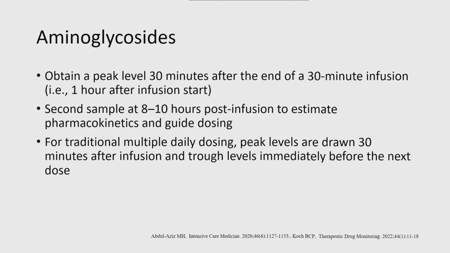So coming to the aminoglycoside, what we do is, after initiation of the aminoglycoside infusion and completion of the 30 minutes of infusion, that is a total of 1 hour, right? The infusion lasts for 30 minutes, and once the infusion is completed, we collect a peak level. So after 1 hour of starting the infusion, we collect a peak level for aminoglycosides. The second sample, after 8 to 10 hours, if we are also aiming for a trough level, and if you are using multi-dosing, then you can also collect a sample just before the second dose.